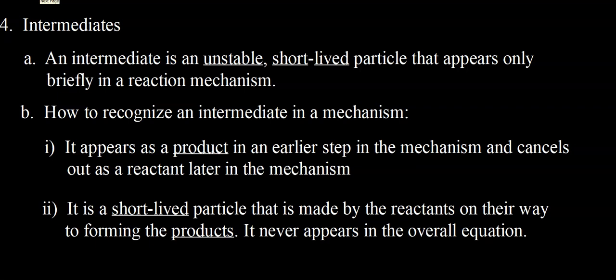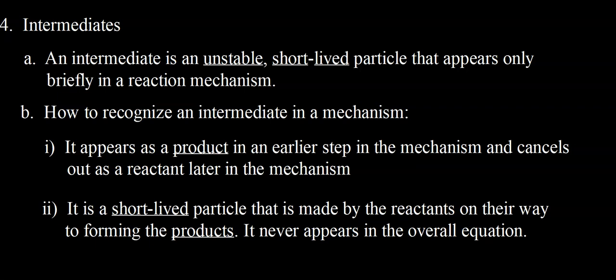All right, some vocabulary. Intermediates. An intermediate is an unstable, what does that mean in terms of energy? That means high energy. Unstable, short-lived particle that appears only briefly in a reaction mechanism. So something that you'll need to be able to do is recognize an intermediate in a mechanism. Here's how you do it. It appears as a product first. It's a product in an early step, and it cancels out as a reactant in a later step in the mechanism.